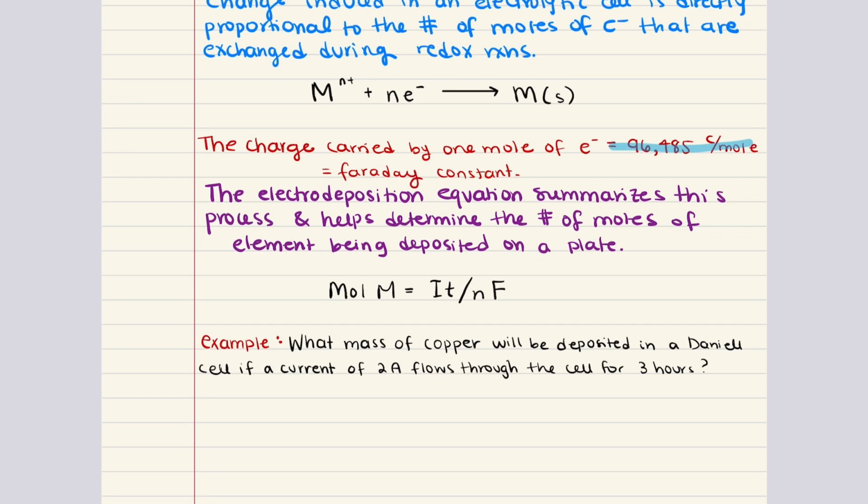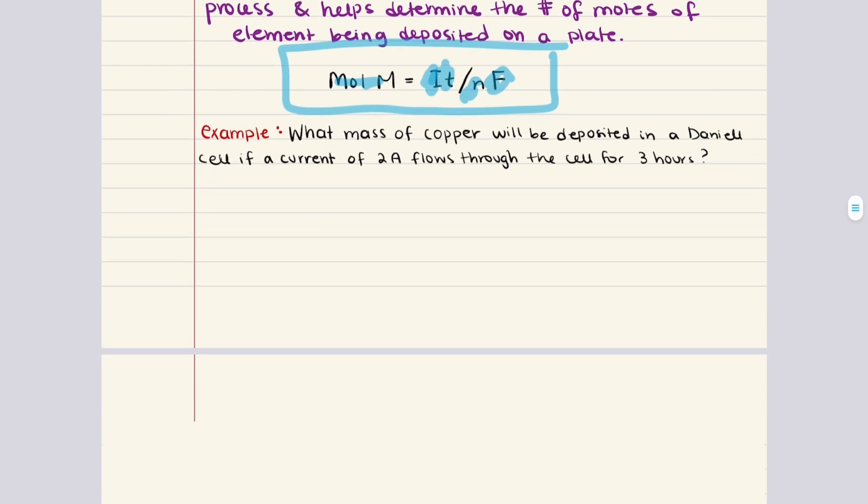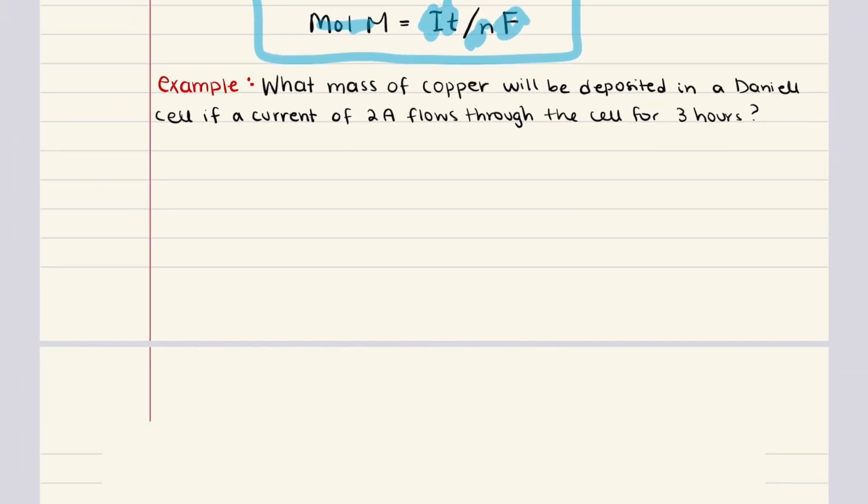This equation is given right here, where mole M is the amount of metal ion being deposited at a specific electrode, I is the current, T is the time, N is the number of electron equivalents for a specific metal ion, and capital F is Faraday's constant. This equation can also be used to determine the amount of gas liberated during electrolysis. Now, the best way to understand this equation and how to use it is to jump into a practice problem.